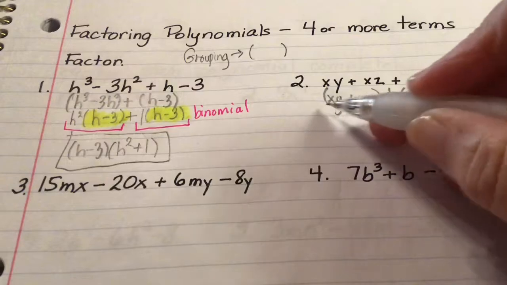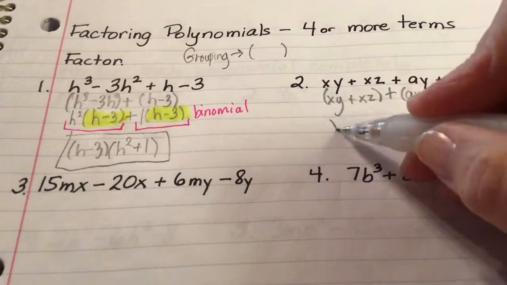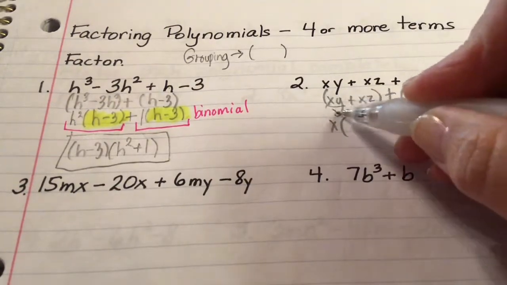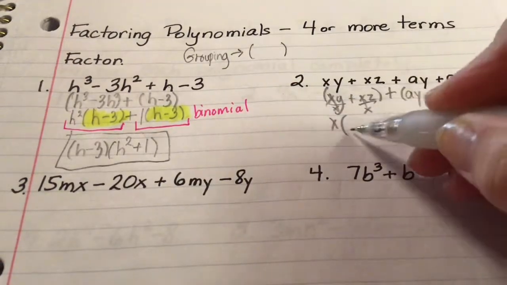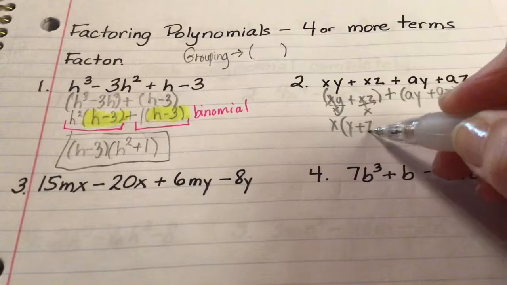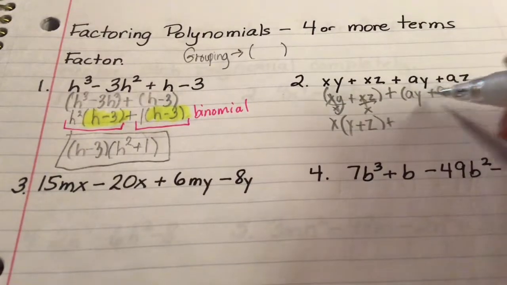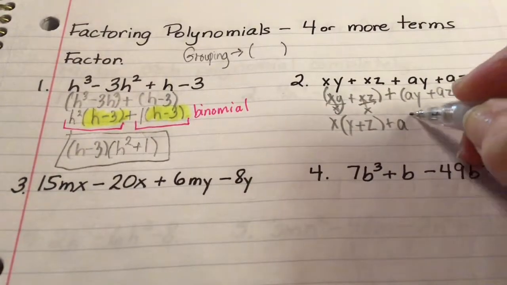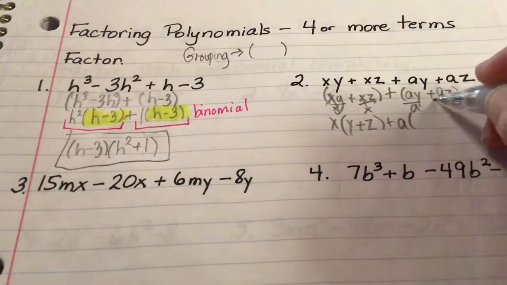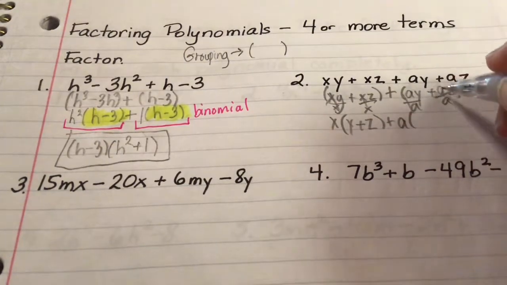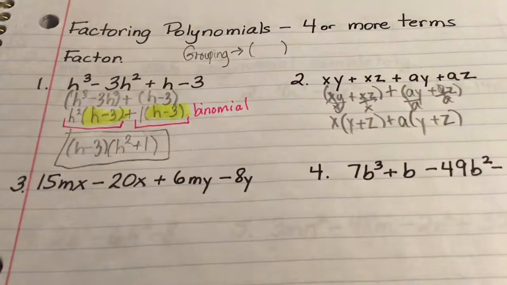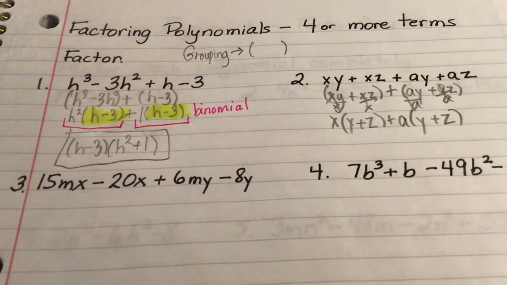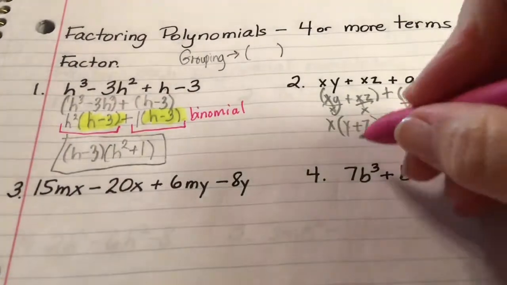What's the common factor of this first group? Well, they both have x in common. I would have y plus z left. This group has a in common. Look, I'd have y plus z left. And hopefully you notice again that what I have left here is a binomial.